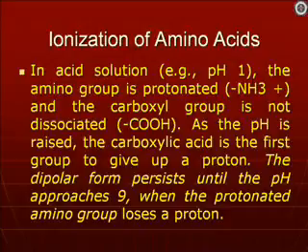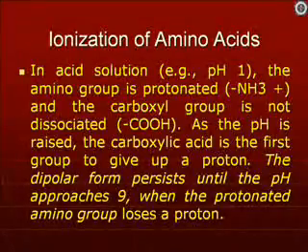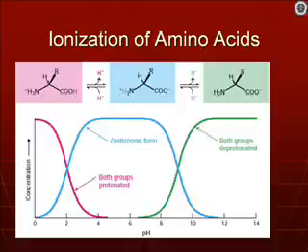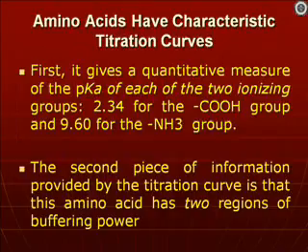Ionization of amino acids. In acid solution, that is pH 1, the amino group is protonated and the carboxyl group is not dissociated. As the pH is raised, the carboxylic acid is the first group to give up a proton. The dipolar form persists until the pH approaches 9, when the protonated amino group loses a proton. As in the graph, we can see that the zwitter ion is being formed and H+ is continuously lost as we raise the pH of the solution.